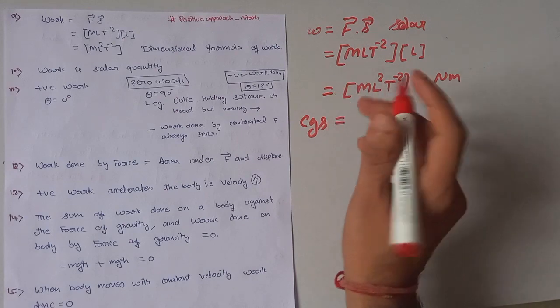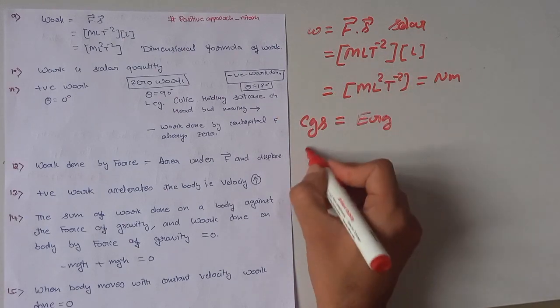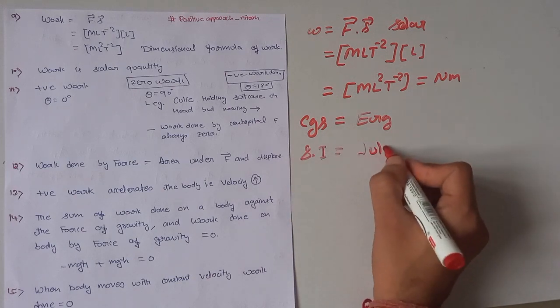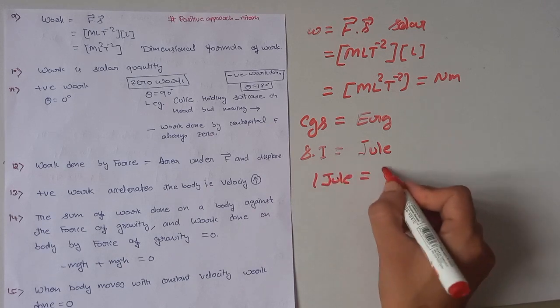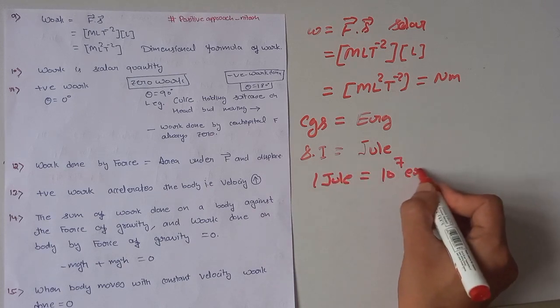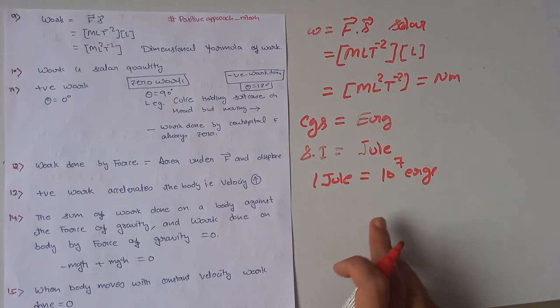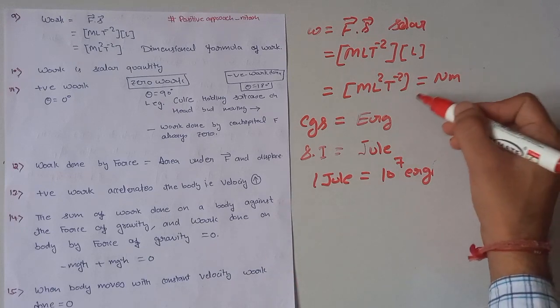In the CGS system, the unit of work done is erg, and in the SI system, the unit of work done is joule, and 1 joule is equal to 10 raised to power 7 erg. Keep in mind, 1 joule is equal to 10 raised to power 7 erg.